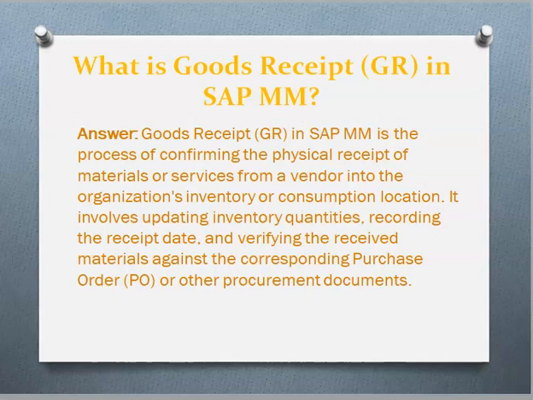What is goods receipt in SAP? Answer: Goods receipt in SAP is the process of confirming the physical receipt of materials or services from a vendor into the organization's inventory or consumption location. It involves updating inventory quantities, recording the receipt date, and verifying the received material against the corresponding purchase order or other procurement documents.